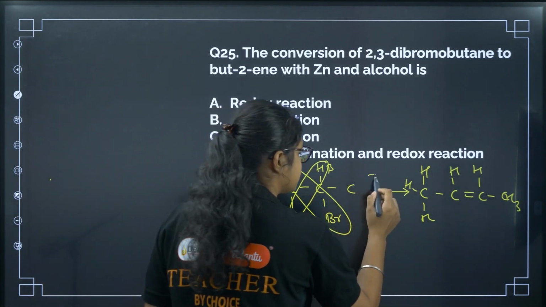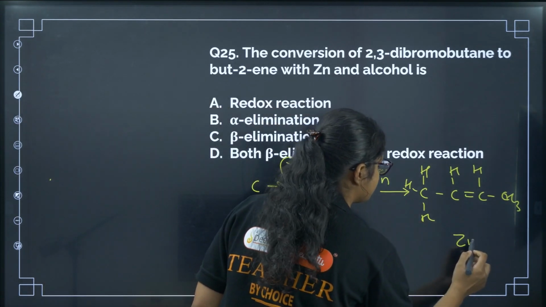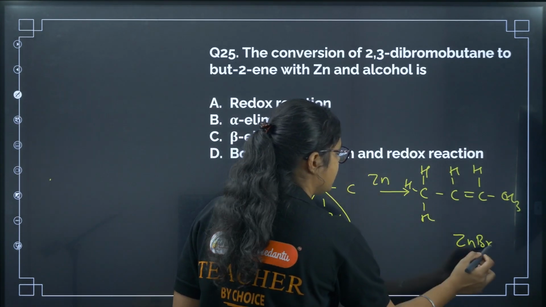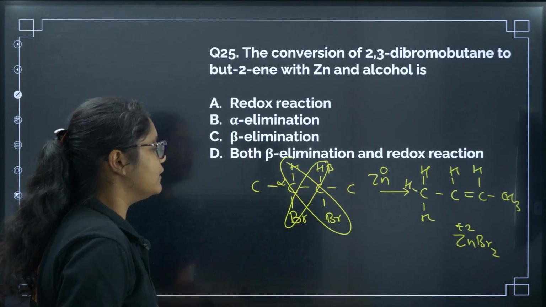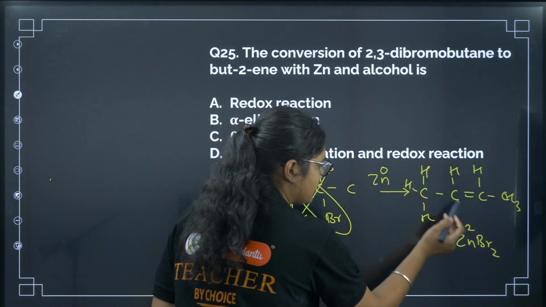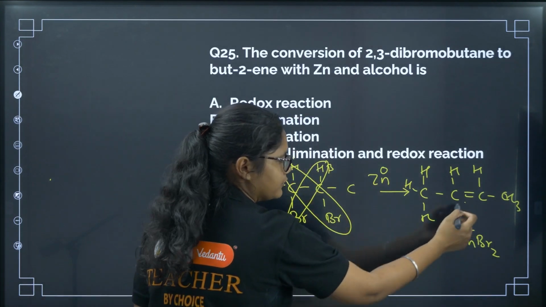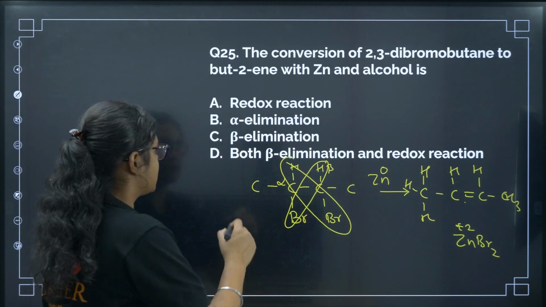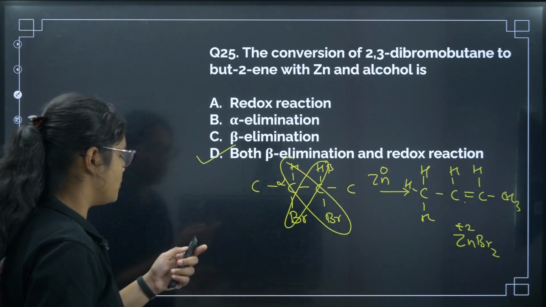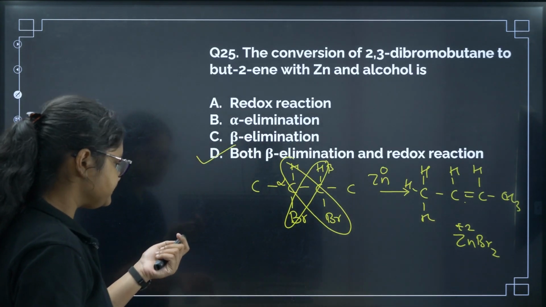Now in presence of Zn, what happens here? Zn gets converted to ZnBr2. Now if you see, the oxidation state of Zn has changed from 0 to +2. So Zn is getting oxidized and the compound is getting reduced. So it is also a redox reaction, and there is also beta elimination. So the correct answer for this question will be option number D.